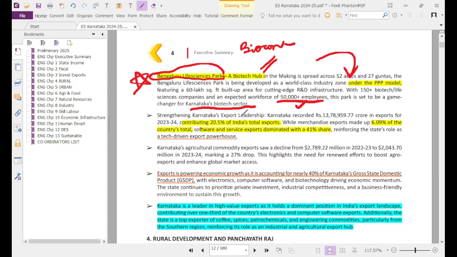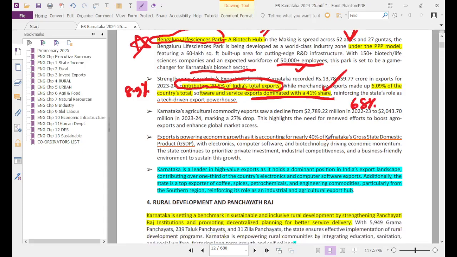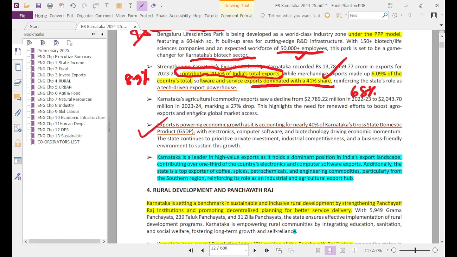Also, when it comes to leadership, Karnataka contributes to 20% of India's total export, which is really commendable. We discussed that around 8.9% is the GDP contribution to India, and 20% is the contribution to India's exports. Software and services export is the direct holder of the 40% share. Within Karnataka, we have around 68%, but when it comes to India's share, it is 40%, which is commendable. Also, exports are empowering economic growth, as we said, 40% of Karnataka GDP.